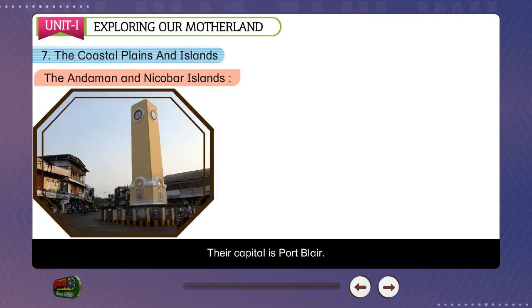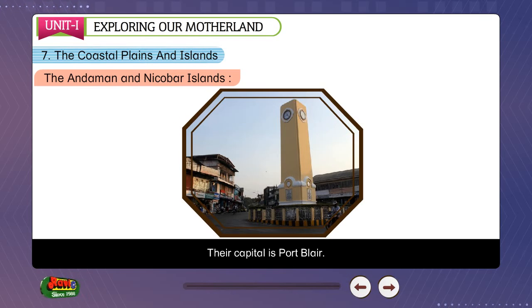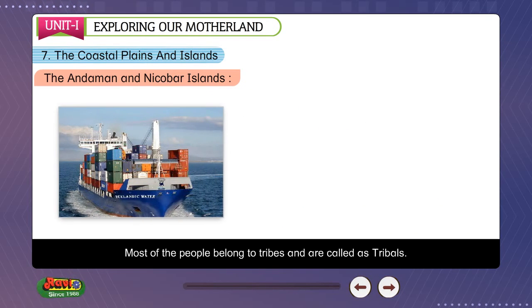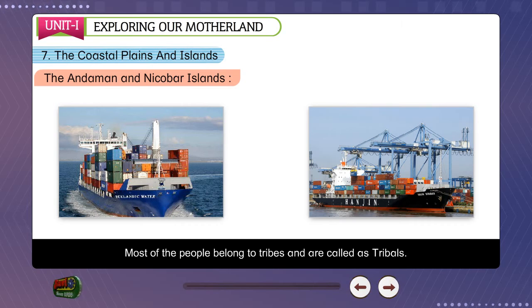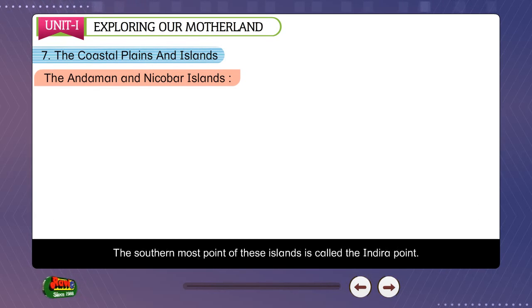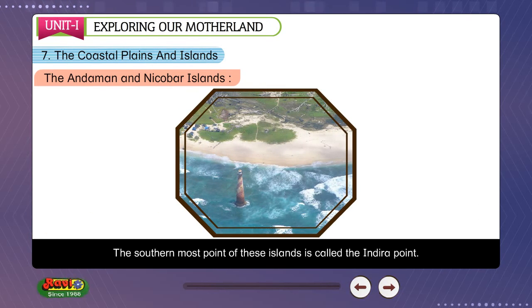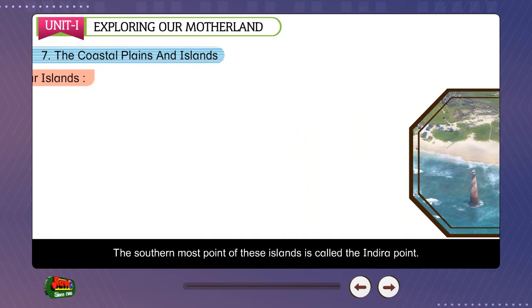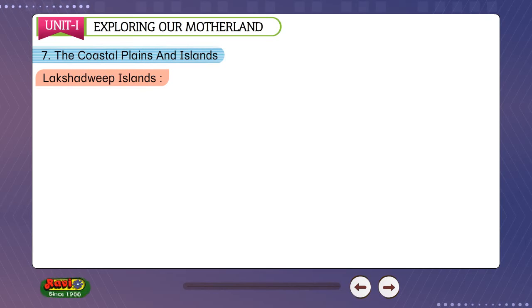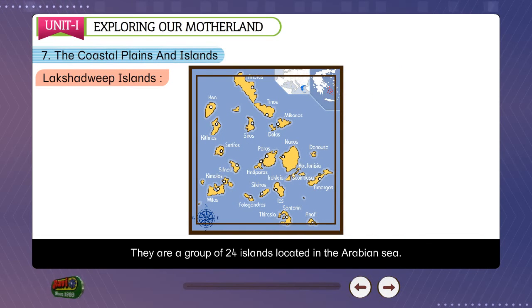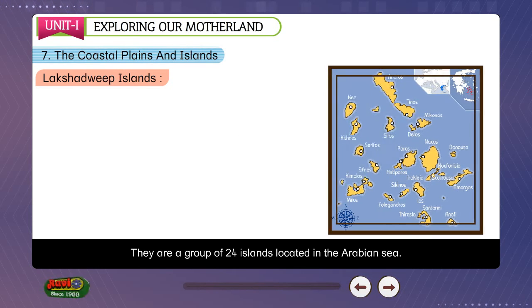Lakshadweep Islands. They are a group of 24 islands located in the Arabian Sea. They are close to the Malabar coast. Kavaratti is their capital. These islands are made of deposits of the skeletons of animals called corals. Such islands are called coral islands.